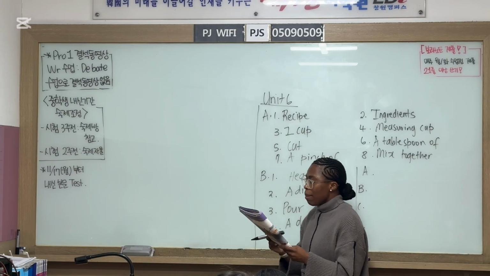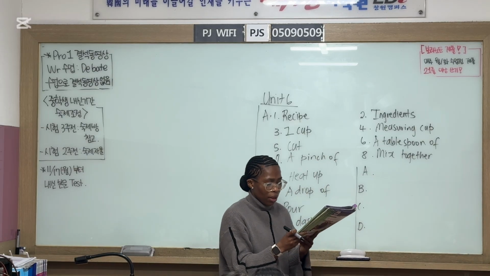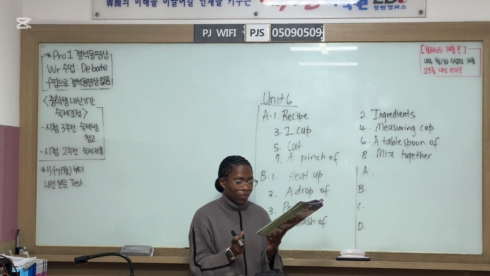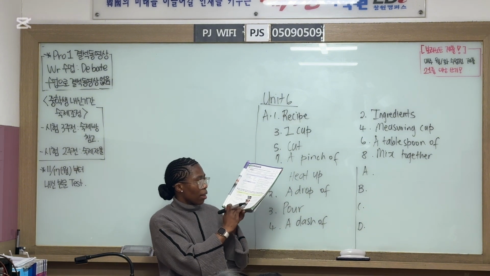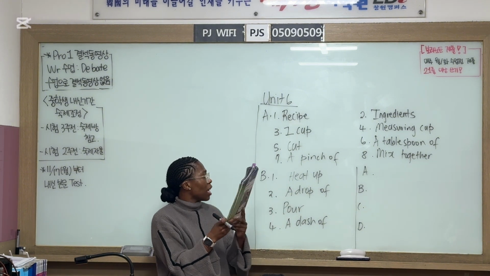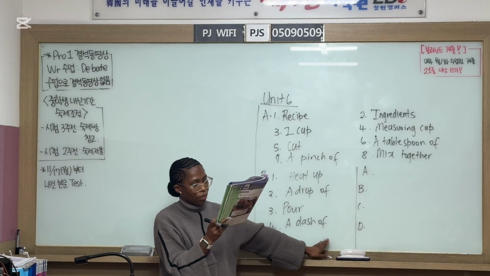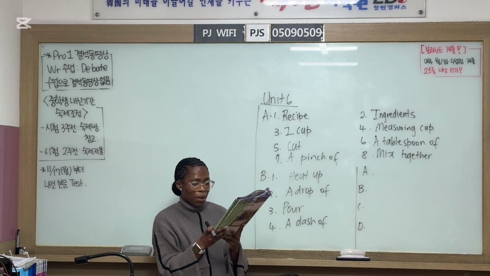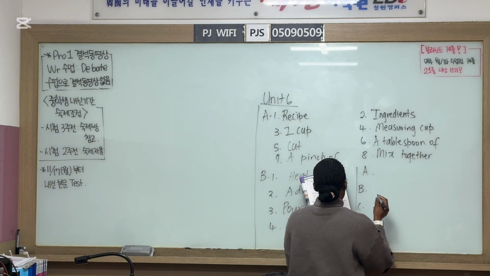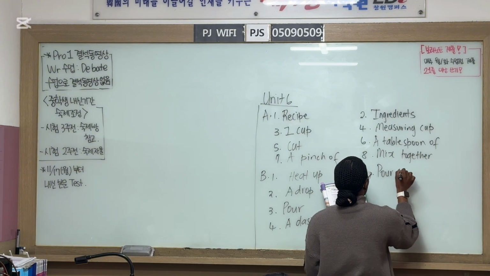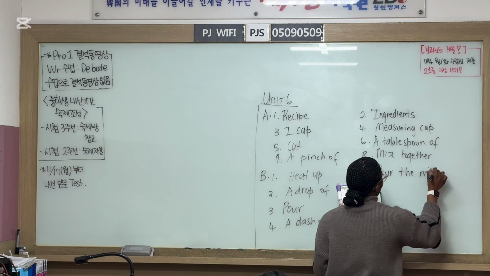B number 1 matches with A number 1. Yes. Remember we have 1 and then we have A. Matches. Okay, but let's write them down. Good. Pour the milk into the bowl. Pour the milk.